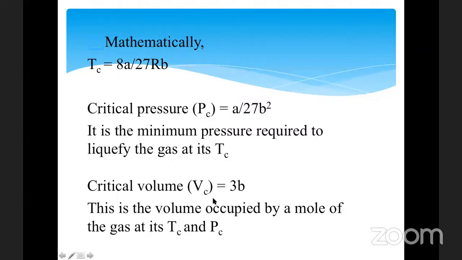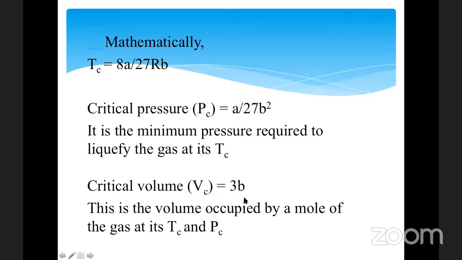Critical volume, Vc, is equal to 3b. This is the volume occupied by a mole of the gas at its critical temperature and critical pressure. Critical volume is Vc equals 3b. b is what? The Van der Waals constant. This is the volume occupied by a molecule of the gas at its critical temperature and critical pressure.